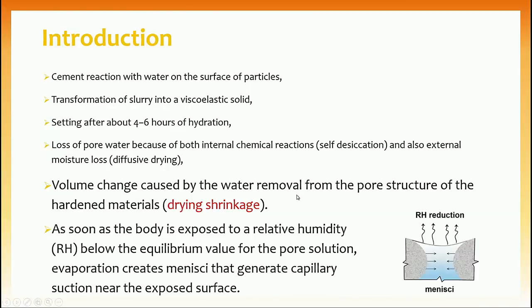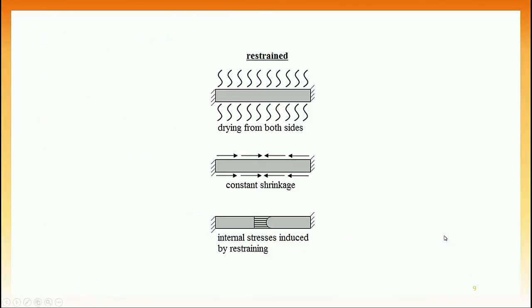And the drying shrinkage happens right after the system is exposed to a relative humidity which is below the equilibrium value of the pore solution. After that happens, the water evaporates from the system, as you can see here, and that causes some generation of the meniscus and therefore some capillary suction near the exposed surface of the system.